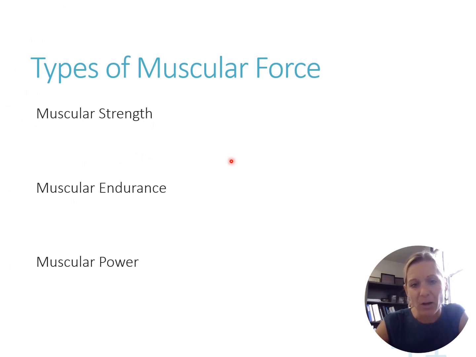And again, when we think about who's going to contribute to these from a muscle fiber type perspective, certainly these muscular strength requirements will come from the type 2X fibers. Muscular endurance is going to be more of the slow twitch type 1 and type 2A. And then muscular power is going to be more type 2X as well.